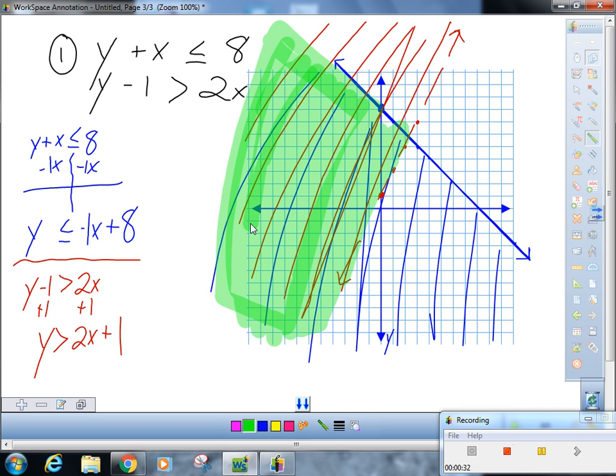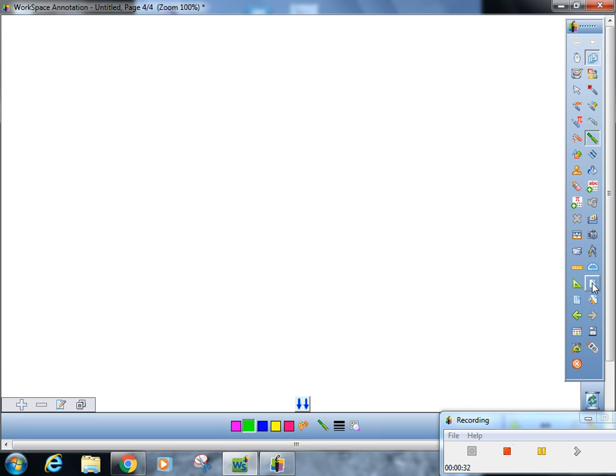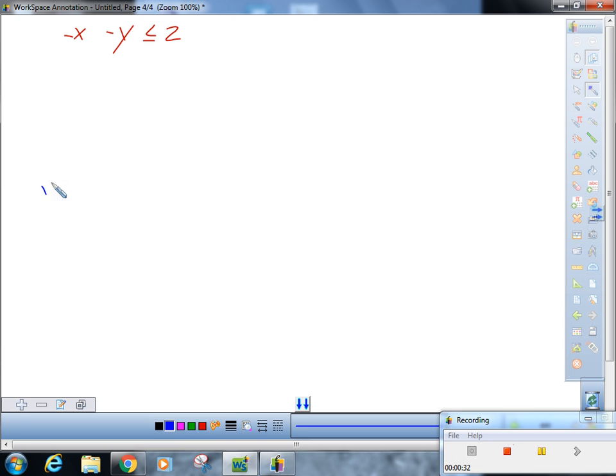Let's do number 5, because I can tell number 5 is going to involve a negative sign, and I'd like to practice those together. Okay? So number 5, we have negative x minus y is less than or equal to 2. And then we have y minus 2x is greater than 1.